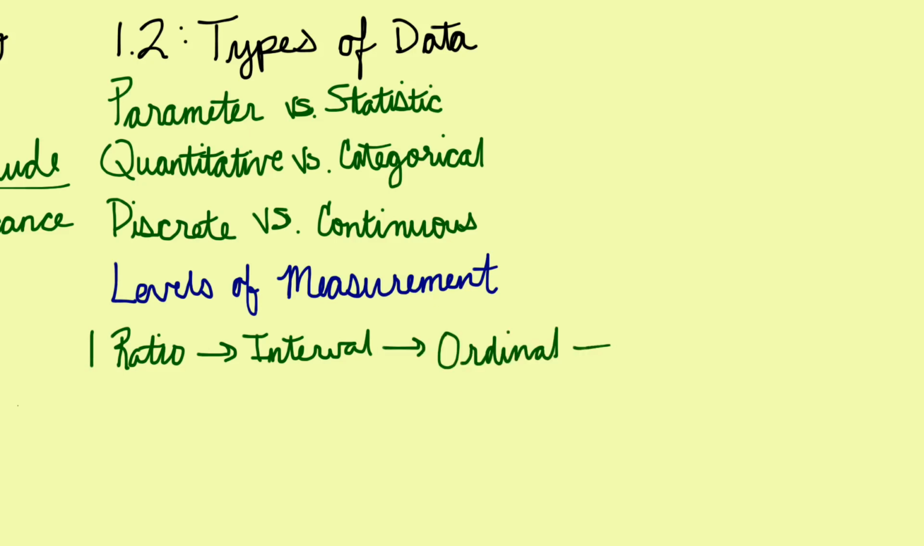Ordinal measurement is when you can arrange the data points in rank or in order. And last but not least is nominal, where the measurements of data are basically labels, so eye colors or positions on a football team.